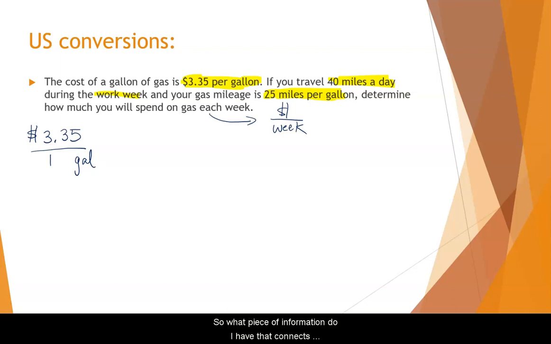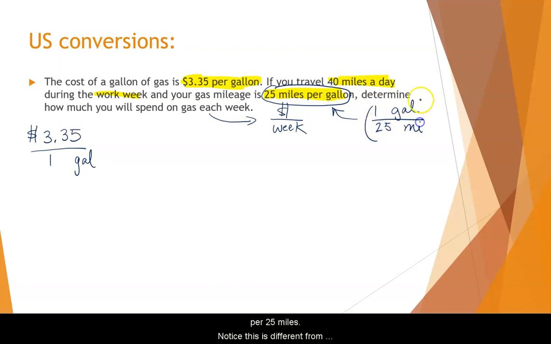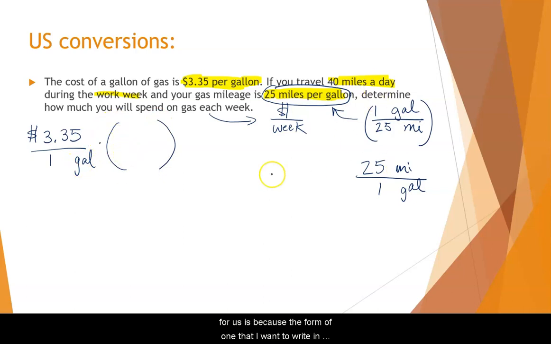So what piece of information do I have that connects gallons to something else? Well, I know that 25 miles per gallon, so I can convert from gallons to miles. I think of this conversion as 1 gallon per 25 miles. Notice this is different from how it was given to us. It looks like it was given to us as 25 miles per 1 gallon, but that's not useful for us. The reason it's not useful is because the form of 1 that I want to write in here, if it has gallons in the denominator, I won't be able to simplify out gallons and gallons. Since gallons is in the denominator, the only way it's going to simplify is if it's in the numerator of my conversion factor. So I don't want this one.